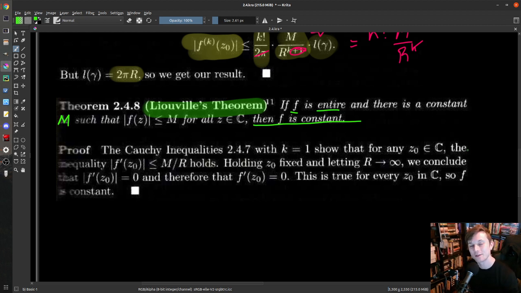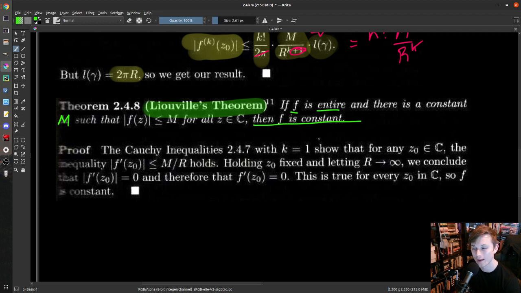That's nuts. This is so different from the real case. For example, think about cosine. That is a function that is infinitely differentiable, and infinitely continuously differentiable. And it's bounded, as are all of its derivatives. You can't have bounded, non-constant analytic functions. That's nuts. That's crazy. Okay.